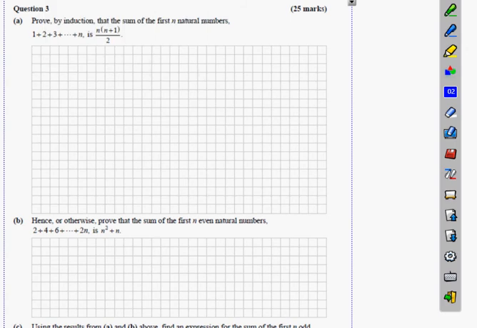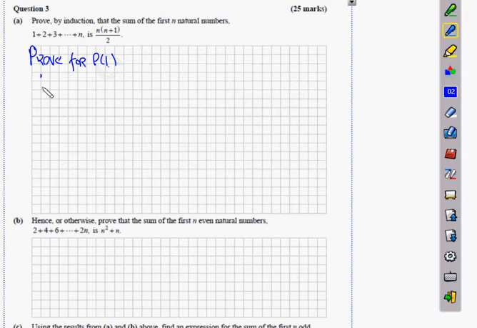What we have here is proof by induction that the sum of the first n natural numbers, 1 plus 2 plus 3 plus dot dot dot n, is n times (n plus 1) over 2. So what we can do first is we have to prove for P of 1. So prove for P of 1.